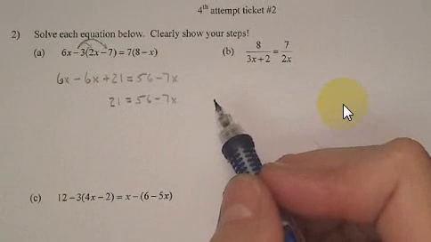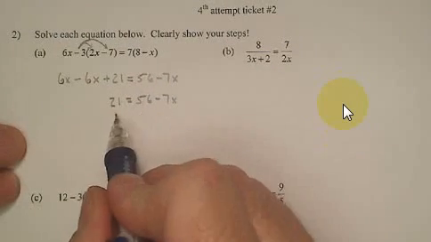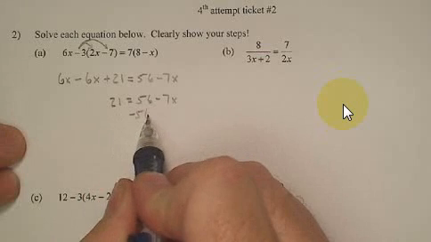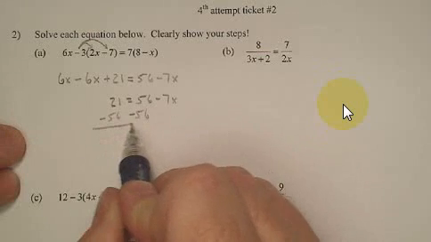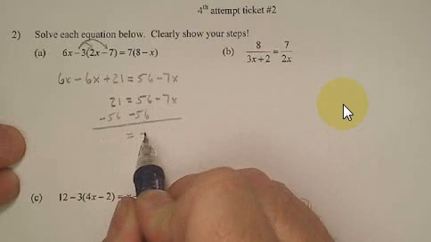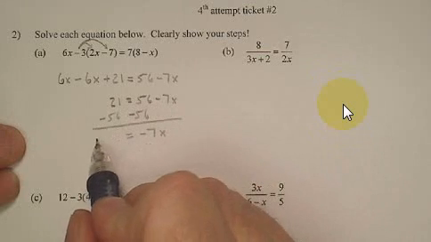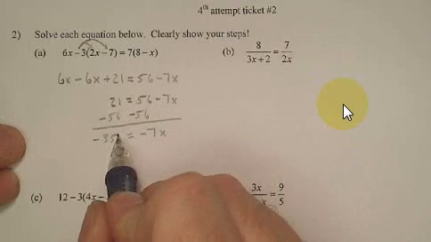Then, since the x's are on the right side, we can move plain numbers to the left side. So we're going to subtract 56 to move it. 56 minus 56 is 0. That's why we did it. It just leaves the negative 7x. The 21 minus 56 is negative 35.